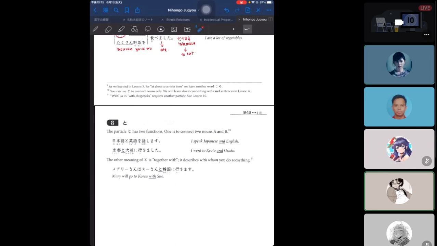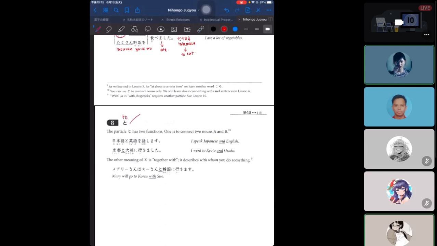Then we'll go for the last grammar, which is と. と can actually mean two things, which are "and" and "with".